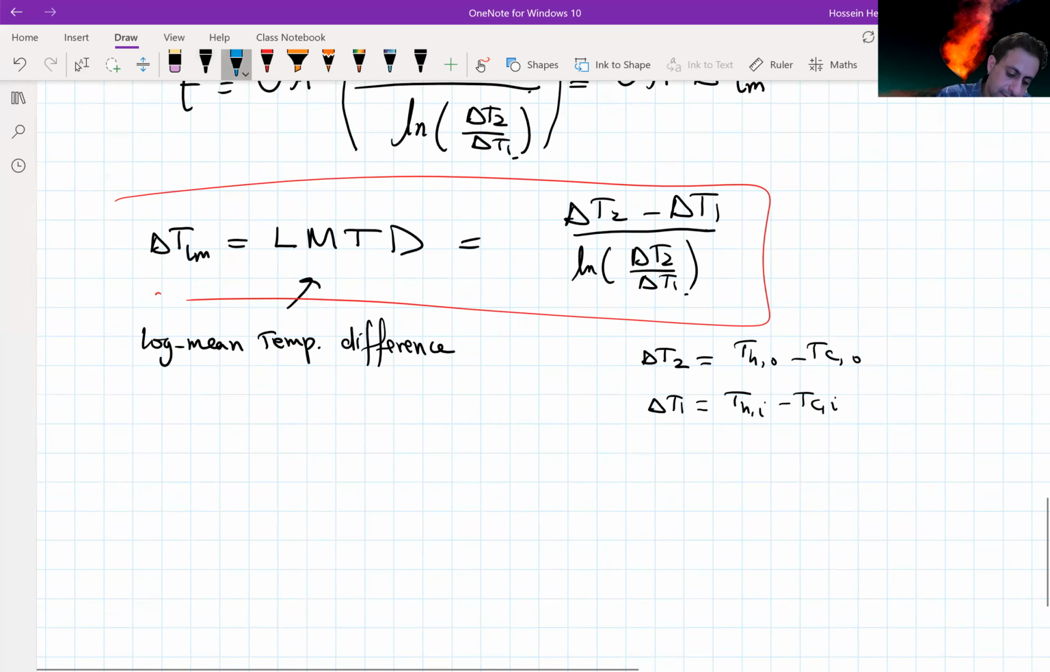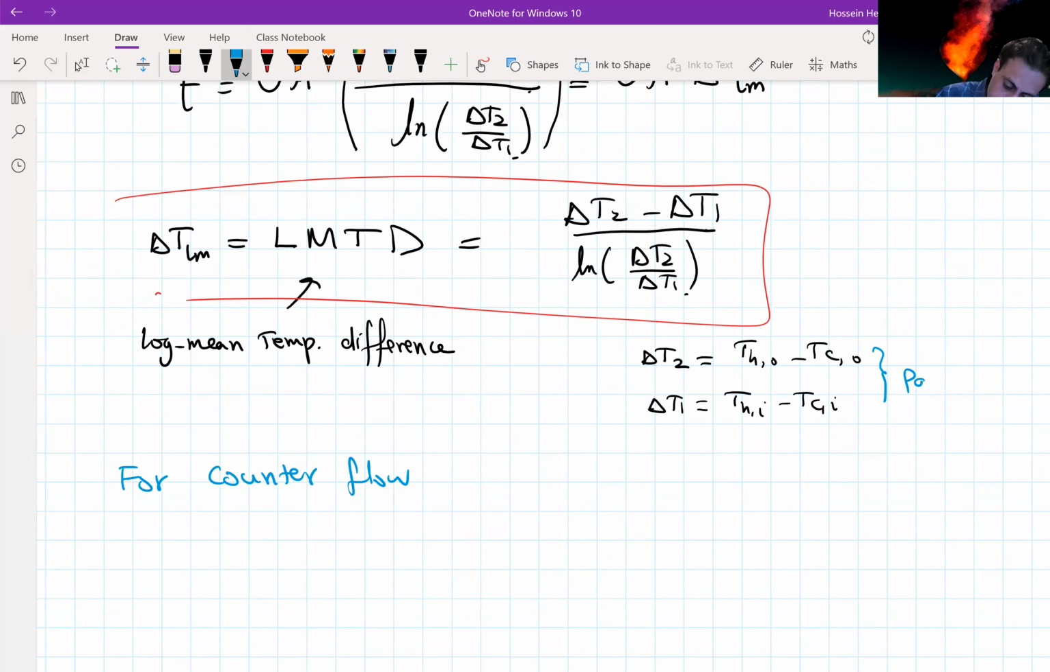This log mean temperature difference is actually an average temperature and acts as a driving force for the heat transfer that can happen. A similar analysis can be used to show that the same result is valid for the counterflow. So for counterflow, this is for parallel flow.